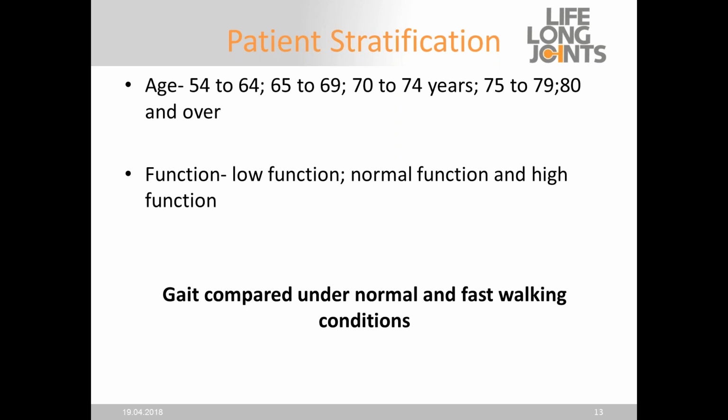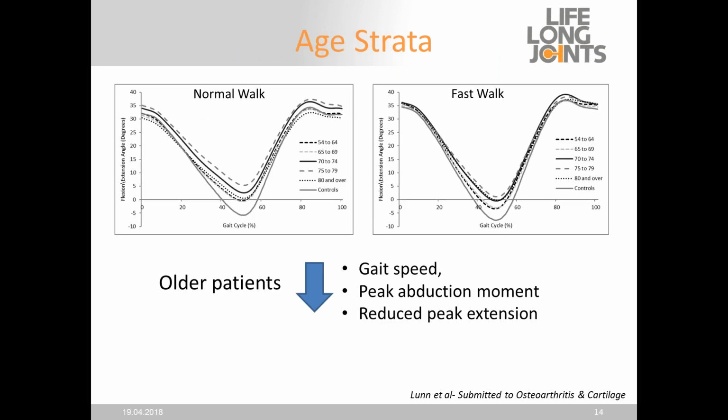The idea behind the fast walking condition was we initially thought that increasing the demand on our patients would show bigger differences between our groups, but as hopefully I'll show, this wasn't the case. The graphs here show the flexion extension angle of the hip during one gait cycle. Under normal walking conditions, on the left, our older patients had a reduced range of motion and a reduced extension angle. And this was the case in a number of other kinematic and kinetic variables.